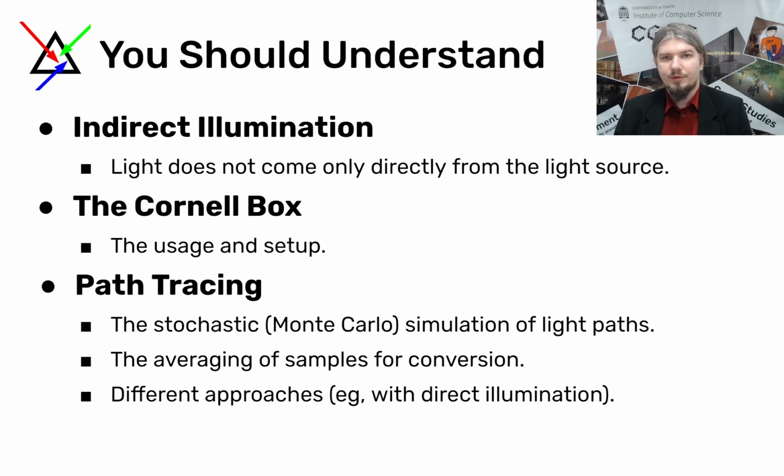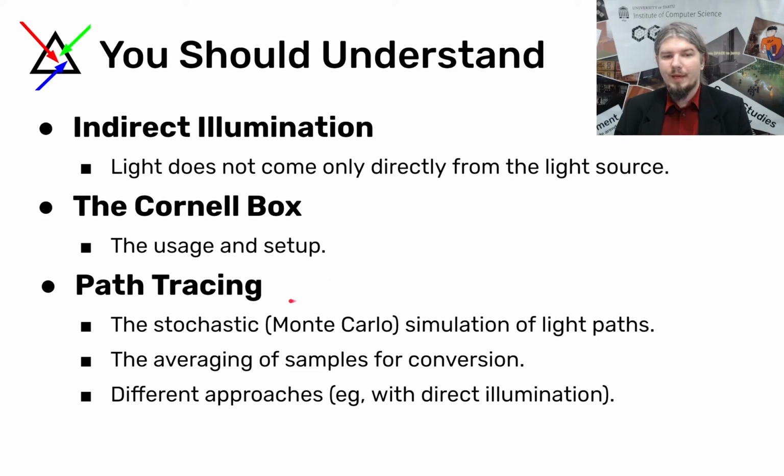From this video, you should understand indirect illumination. So light does not only come directly from the light source, but actually all the objects in the scene also reflect light. You should understand the Cornell box scene. This is used to test indirect and global illumination algorithms in a way where you have differently colored walls that actually reflect this differently colored light onto the objects in the scene.